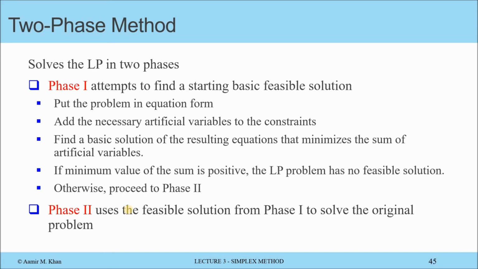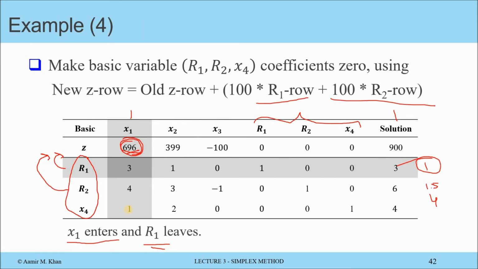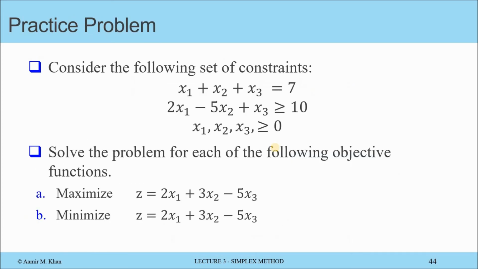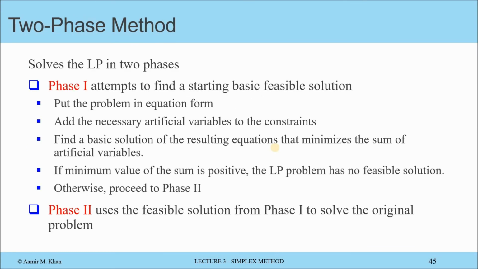Next method is the two-phase method. Now there is one problem in the previous method. You have to decide a very big number, the coefficient for the artificial variables, and you are not sure how big it should be. If it is not so big, it can mix up with the other problem values and it can give you problems, not the correct solution. And if it is too big a value, then it will take too much computational time. So there is another method which does not have these issues, that is called the two-phase method.